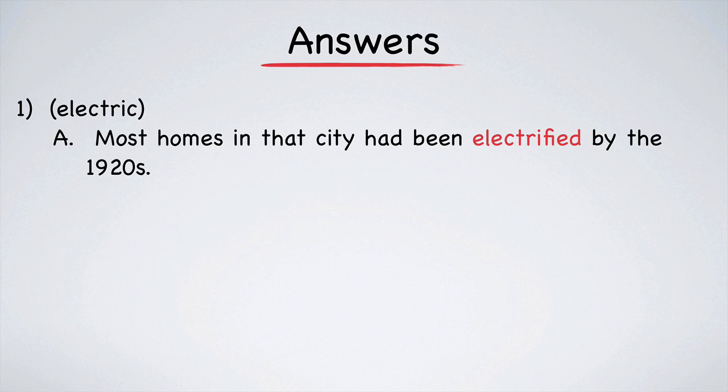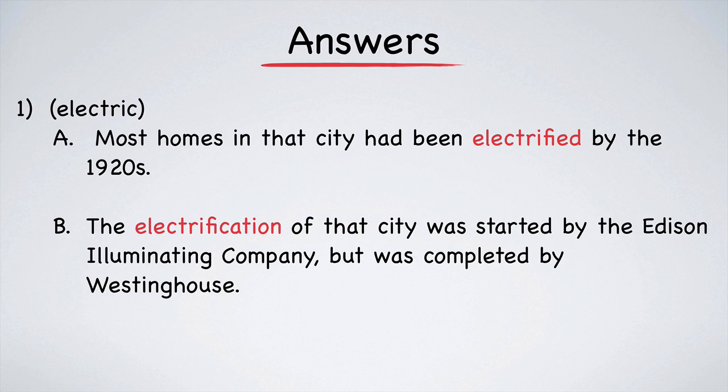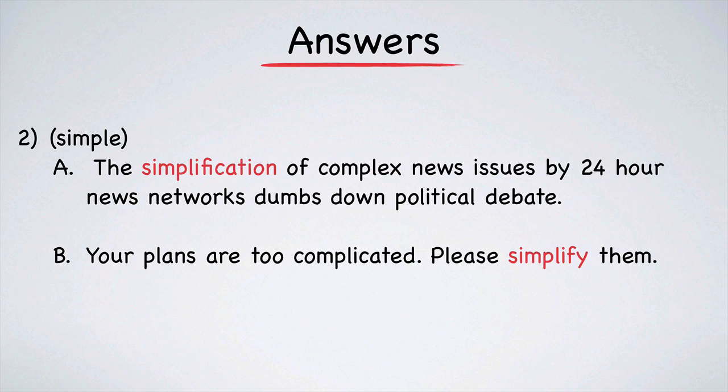Most homes in that city had been electrified by the 1920s. The electrification of that city was started by the Edison Illuminating Company, but was completed by Westinghouse. The simplification of complex news issues by 24-hour news networks dumbs down political debate. Your plans are too complicated. Please simplify them.